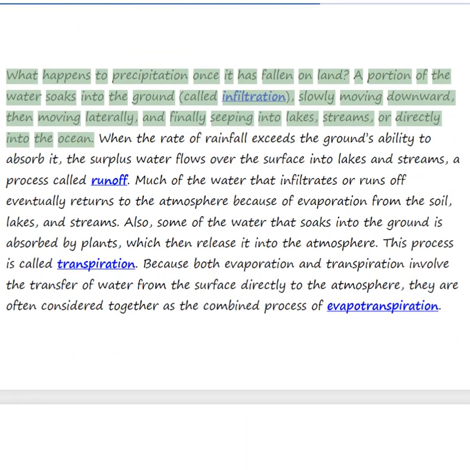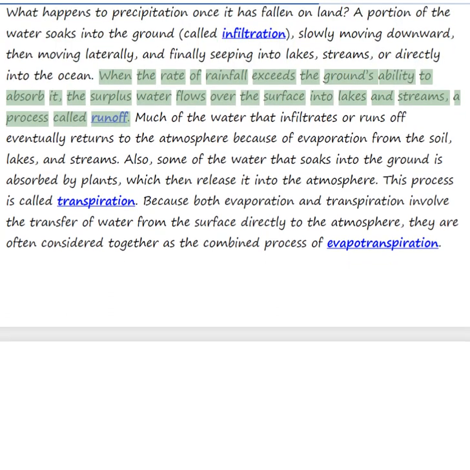What happens to precipitation once it has fallen on land? A portion of the water soaks into the ground, slowly moving downward, then moving laterally, and finally seeping into lakes, streams, or directly into the ocean. When the rate of rainfall exceeds the ground's ability to absorb it, the surplus water flows over the surface into lakes and streams, a process called runoff.